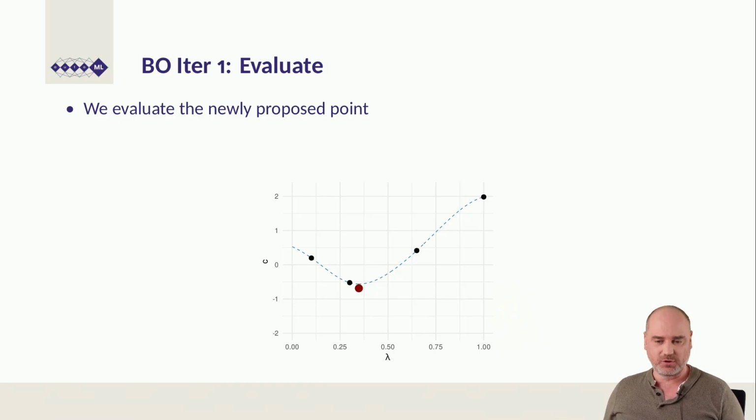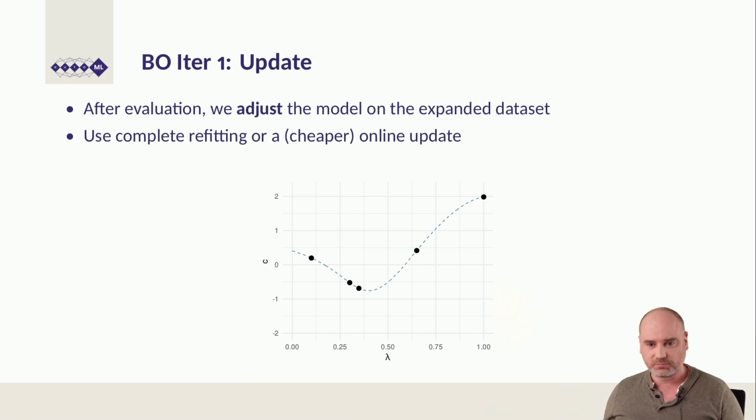Of course, my surrogate model is predicting that that point will have a certain performance, a certain cost. Of course, this is not perfect. It's just a guess. It's just a prediction. And the real evaluation will look somehow different, as you can see here on this plot. Now, we adjust our model in terms of the expanded data set. So there's one point more now in the archive.